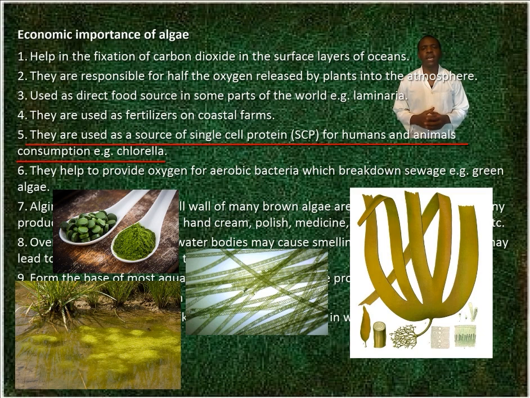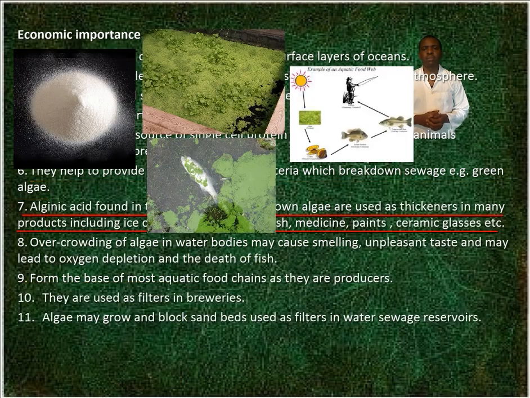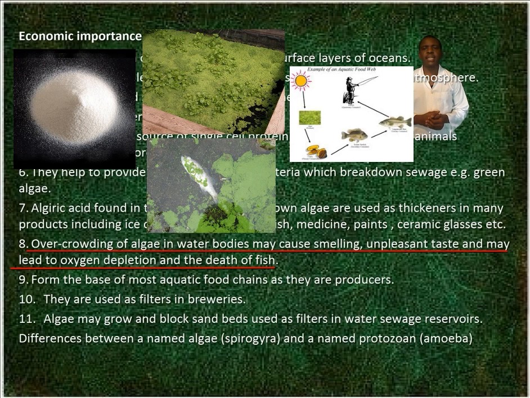Example, chlorella. They help to provide oxygen for aerobic bacteria which break down sewage. Example, green algae. Alginic acid, found in the cell wall of many brown algae, is used as a thickener in many products including ice cream, hand cream, polish, medicine, paints, ceramic glazes, etc. Overcrowding of algae in water bodies may cause unpleasant smells and tastes and may lead to oxygen depletion and the death of fish.